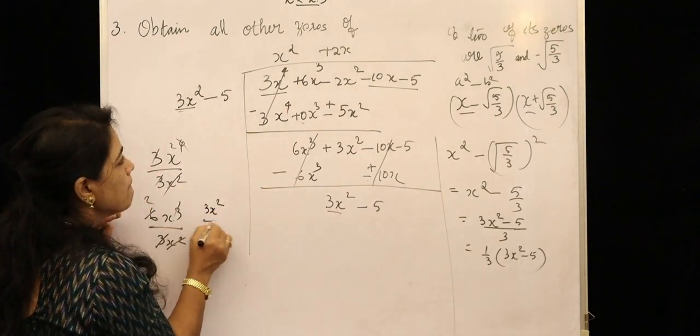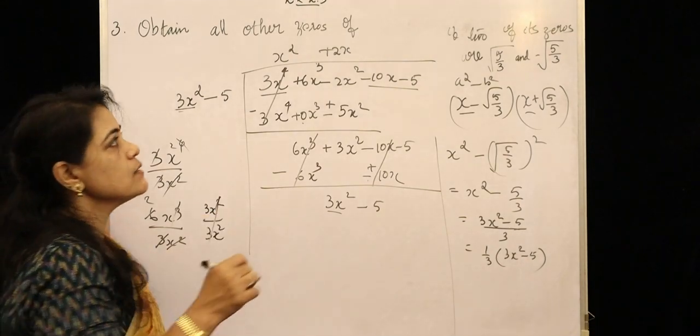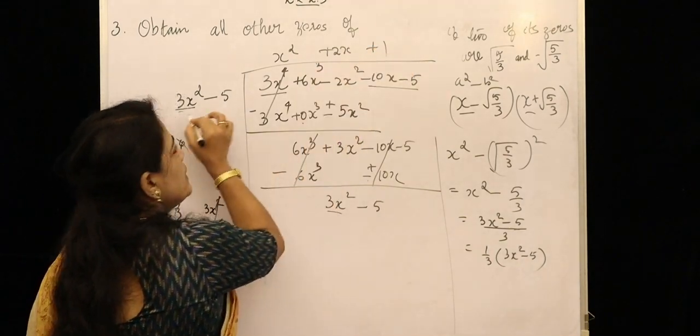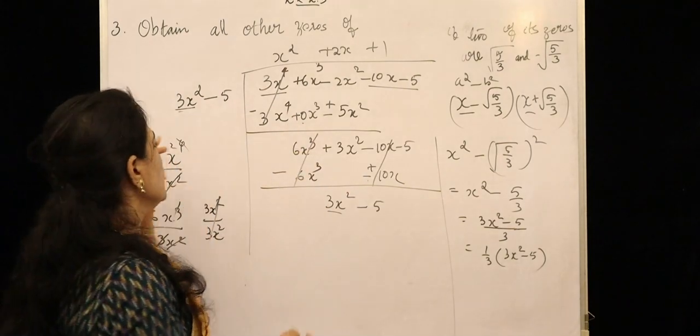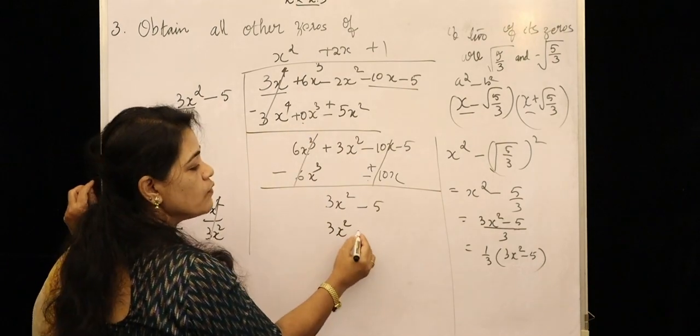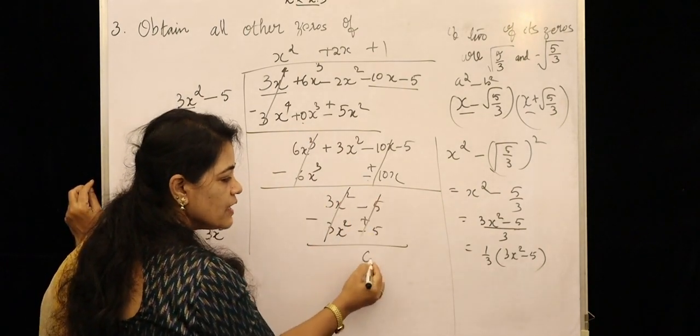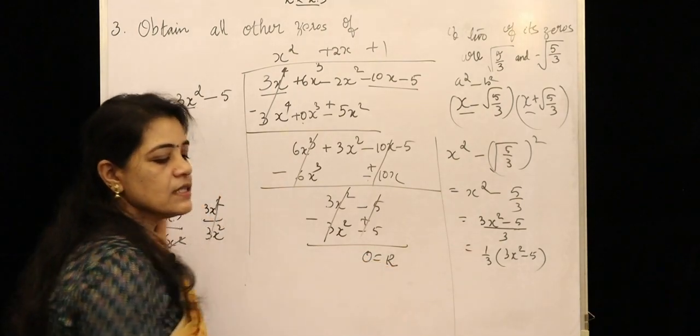3x square by 3x square, both get cancelled, giving plus 1. With plus 1 we can multiply. So 1 into 3x square is 3x square, and 1 into minus 5 is minus 5. Change the sign, this gets cancelled, this also gets cancelled, that means 0 is the remainder.